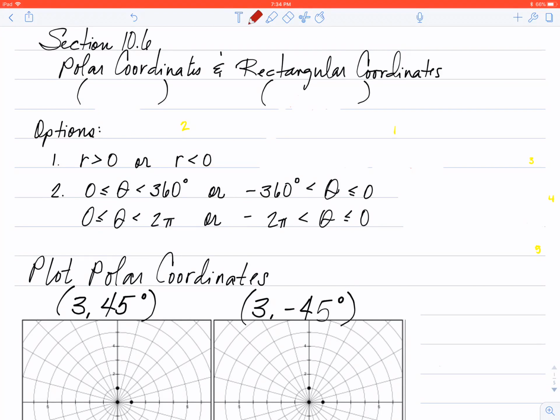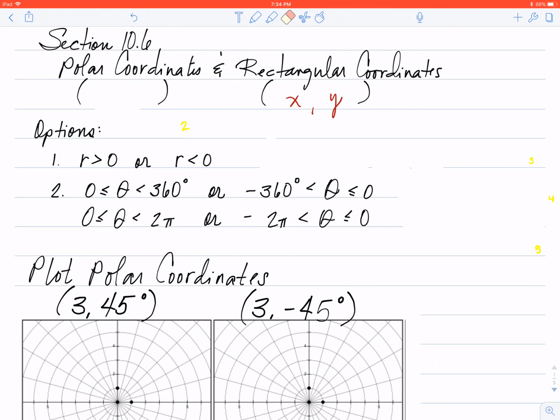Hey folks, this is a really short video on section 10.6. I want to talk about polar coordinates and rectangular coordinates. Now we've been talking about polars and rectangulars the whole entire chapter, so this is not anything new. Rectangular coordinates, these are the coordinates that you've been working with since junior high. This is just my normal x and y values.